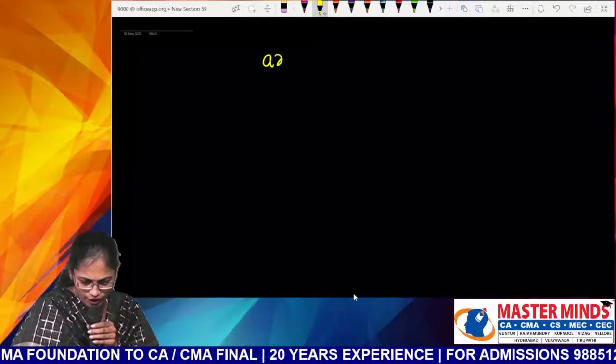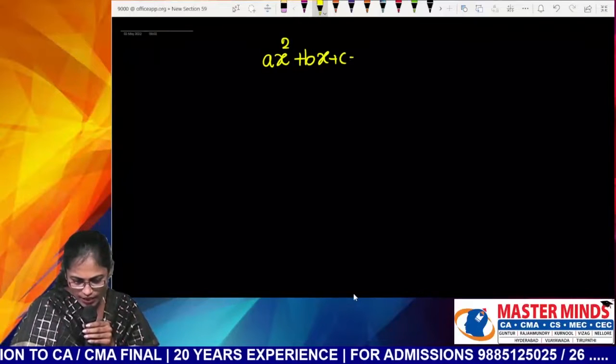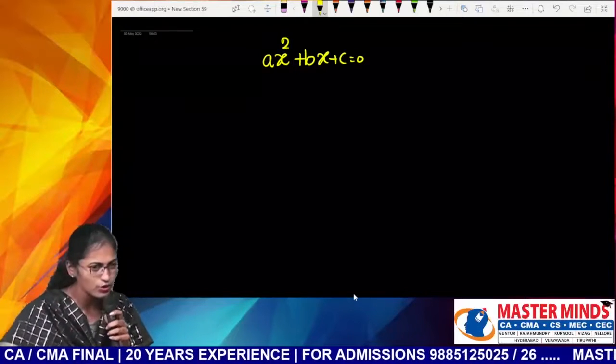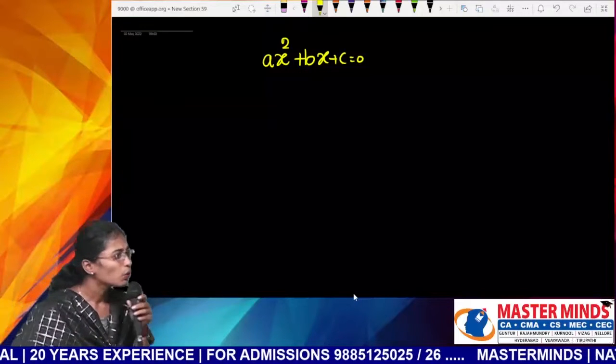Yes, you're all aware of this equation. Do you know the name of this equation? ax square plus bx plus c equal to 0. How do you name it? Which equation?